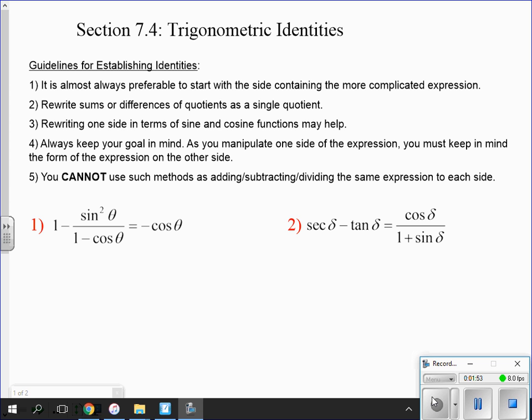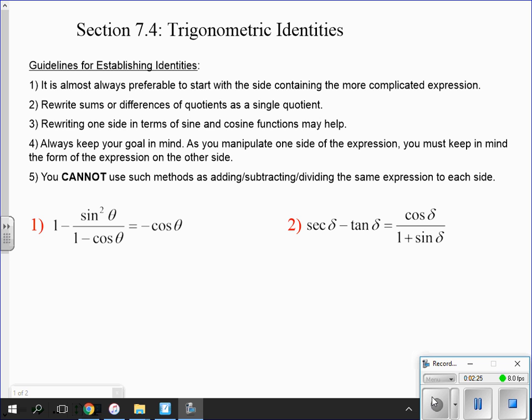Always keep your goal in mind. As you manipulate one side of the expression, you must keep in mind the form of the expression on the other side. So we want to make one side look like the other side. Keep in mind what you're trying to make it look like. Like on that first one we're going to do, I want to get cosine theta. As I'm working on this side, what can I get rid of? What do I cancel? What do I reduce to get just cosine theta? That's my goal. I want to keep it in mind as I'm working the problem.